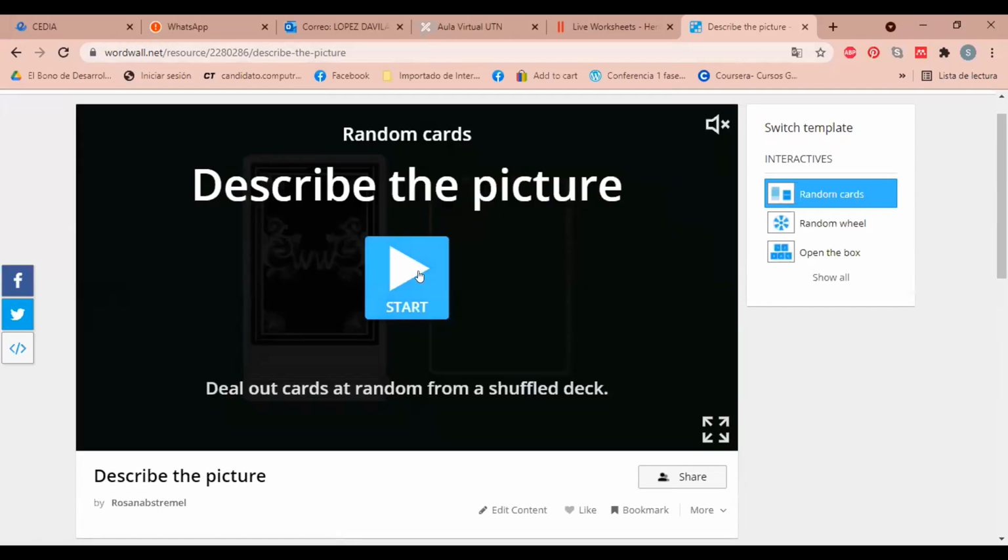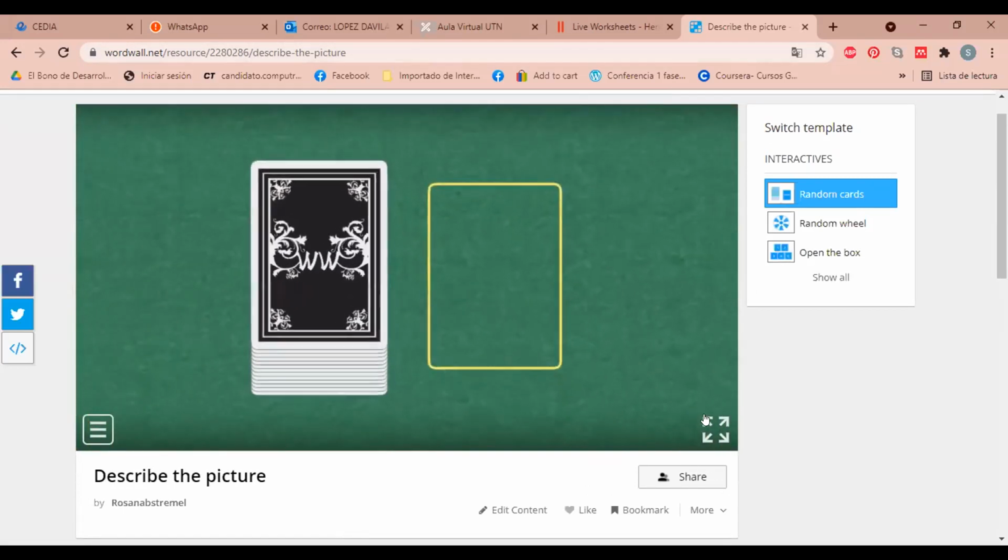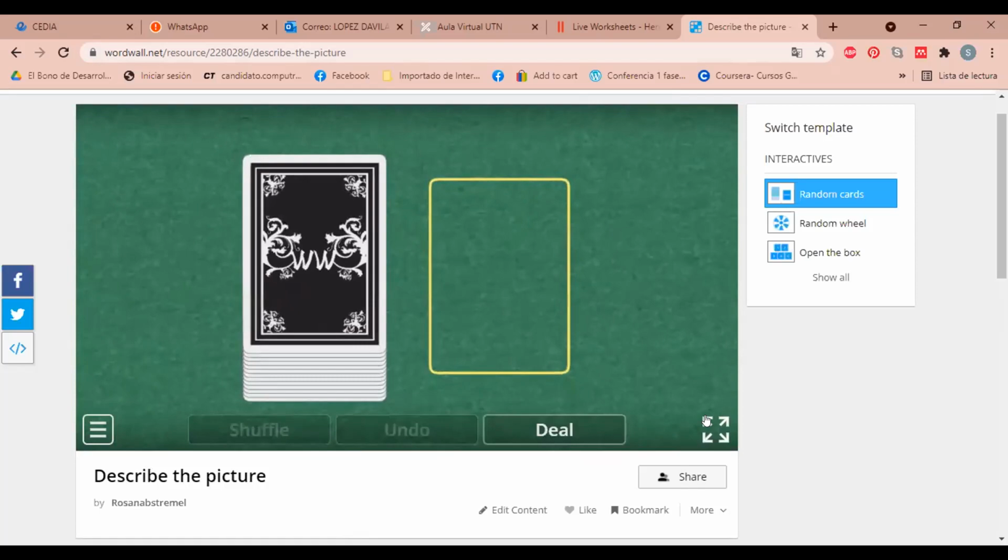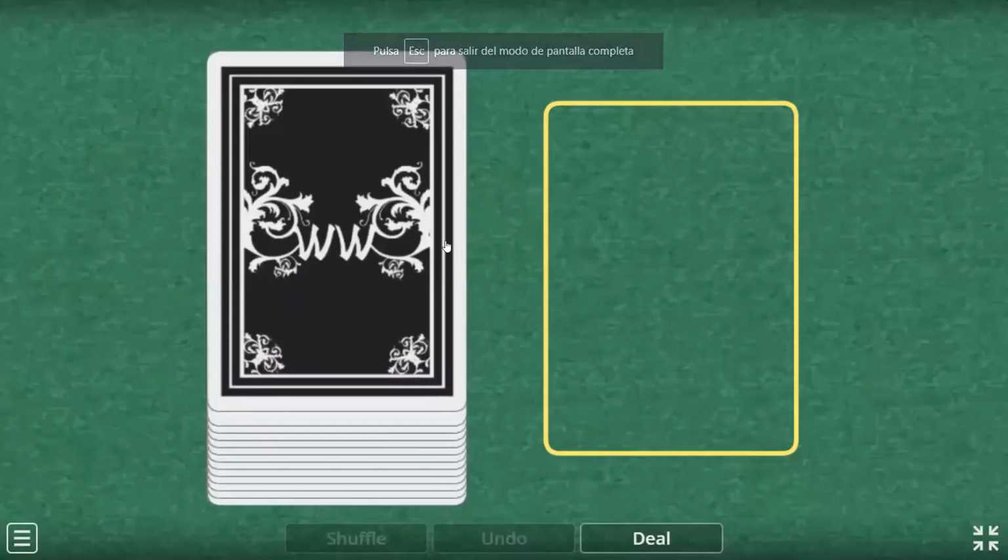But the images are starting to appear. Okay, let me make it bigger. There we go.